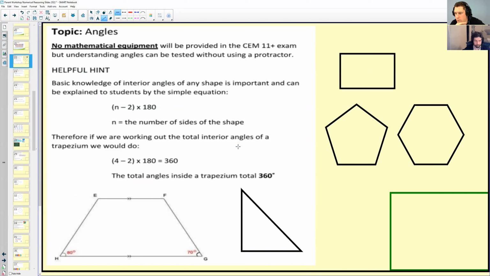It is mentioned at the top of the page, but I'll let Luke go through some tips and hints around angle questions.